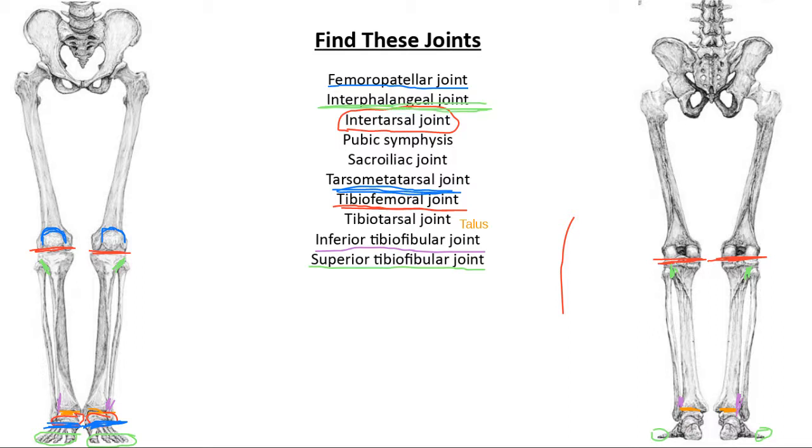So all that leaves for me then, we've hit the knee and below, lots of joints down there. All that leaves for me then is the pubic symphysis and the sacroiliac joint. We talked a little bit about the pubic symphysis just a moment ago. What bones is the pubic symphysis around, or in between, more accurately?